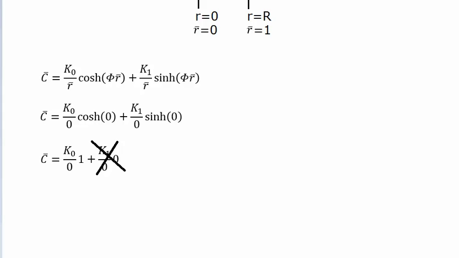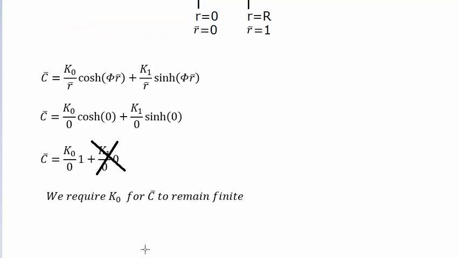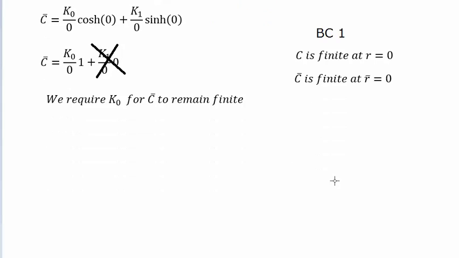But we know that that doesn't really make sense, right? We want our concentration to be finite. It doesn't make sense for our concentration to be infinite. So we're forced to conclude that for our first boundary condition, since we require concentration to be finite at the center of our coordinate system, we must accept the fact that k sub 0, that constant, must be 0, and that this is our general solution now.